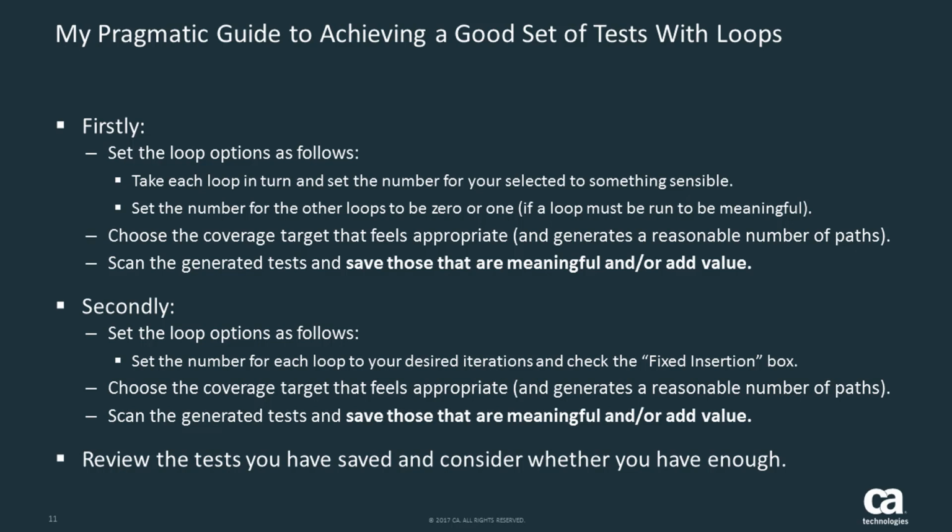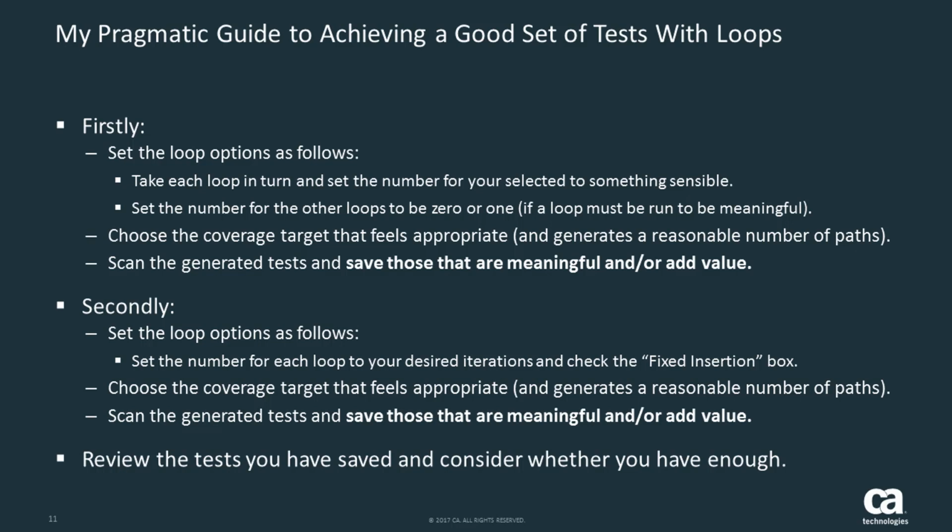What I want to do is to offer my pragmatic guide to achieving a good set of tests with loops. I'm not going to explain in too much detail about why I've made these choices, but they work for me. In every case, your model will be different to what I've demonstrated here, and you have to play with the optimizer in order to get comfortable with the number of tests generated and the meaningfulness of those tests. But here's the method.